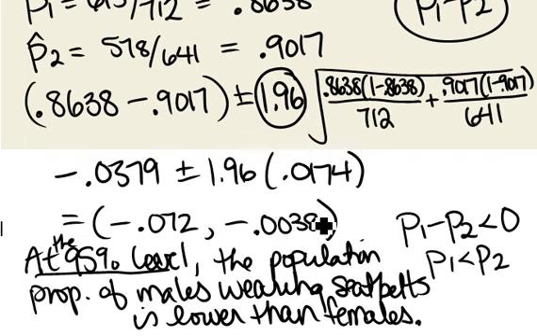So here at this level, what we're able to say is, since our interval is all negative, that P1 is less than P2, or that if we were looking at the whole population, the proportion for males wearing seatbelts would be lower than that for females.